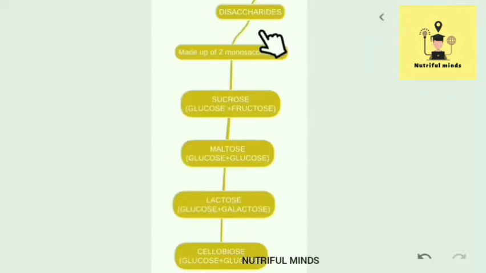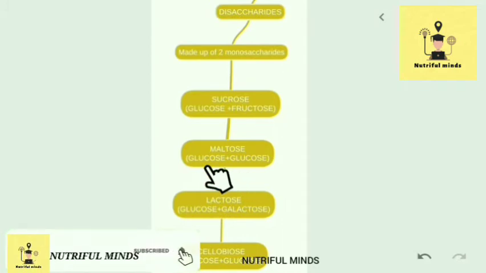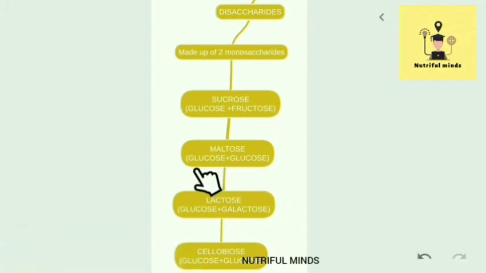Disaccharides are made up of 2 monosaccharides. They include sucrose, maltose, lactose and SYLLABUS. Sucrose on breakdown gives 1 molecule of glucose and 1 molecule of fructose. Maltose on breakdown gives 2 molecules of glucose. Lactose on breakdown gives 1 molecule of glucose and 1 molecule of galactose. SYLLABUS on breakdown gives 2 molecules of glucose.